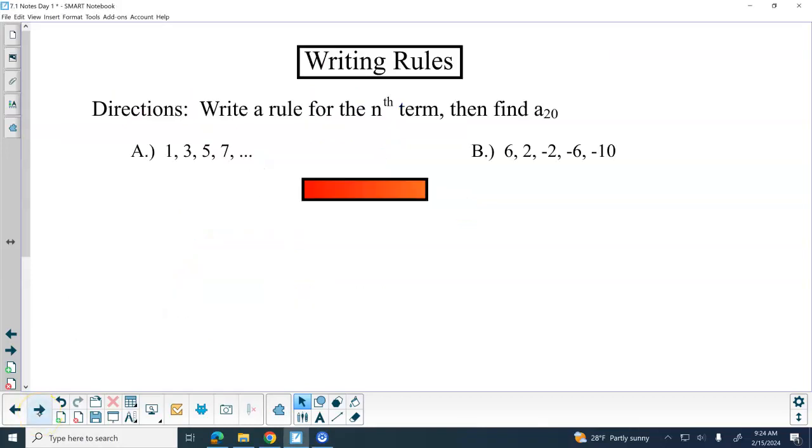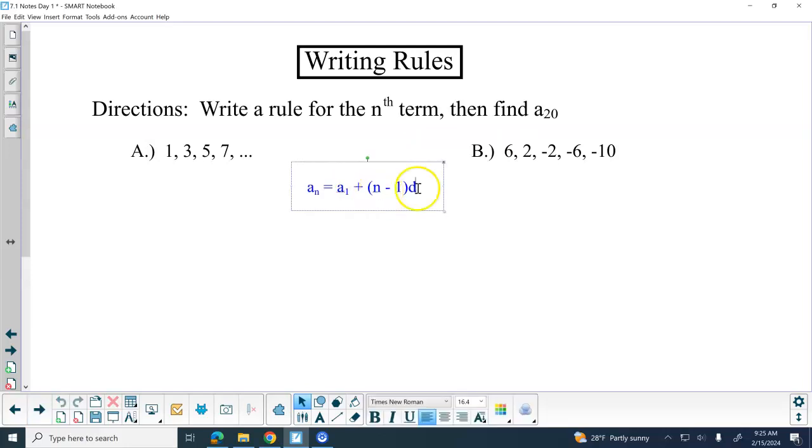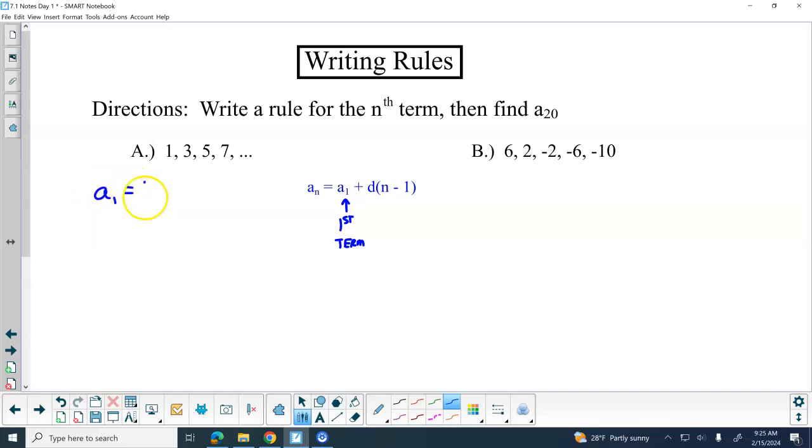Let's do this. So we want to write a rule for these two. So if I'm going to write a rule for these two, there's my rule again. If I'm writing a general rule, I need to know some things. The first thing that I need to know is my first term. In sequence A, what is my first term? 1. So A sub 1 is going to be 1.